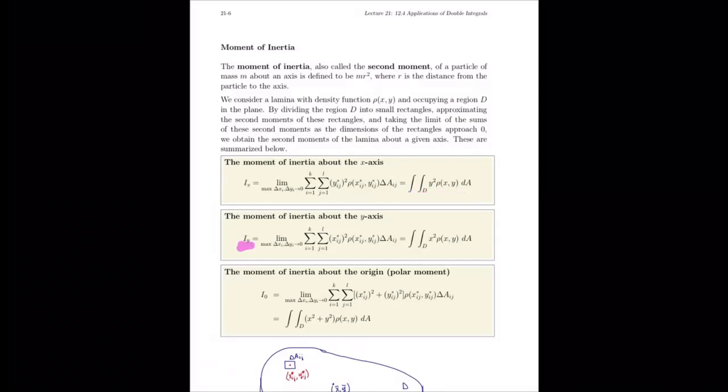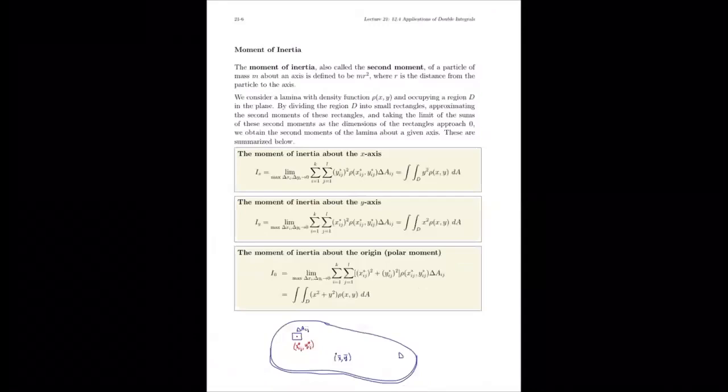I sub y is the tendency to rotate about the y-axis. And again, we see the swapping of roles here. X squared is there. X is the distance from the y-axis, so that's why it's labeled as is. And there's also a new one, the moment of inertia about the origin, or the polar moment, which is given as follows: x squared plus y squared times rho of xy dA.